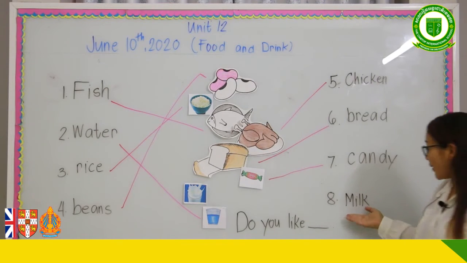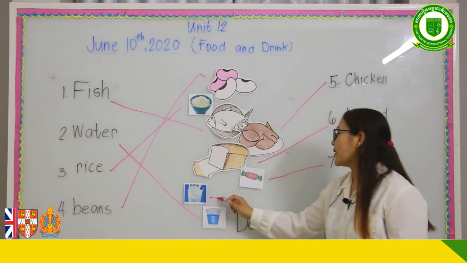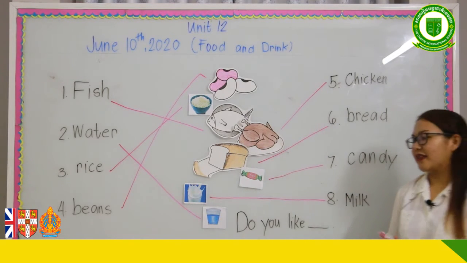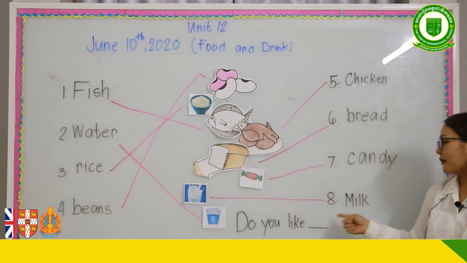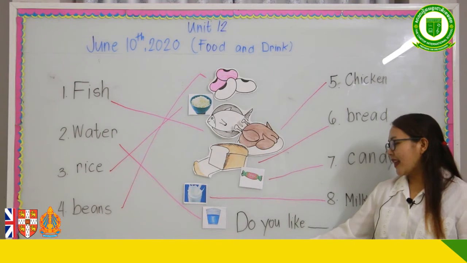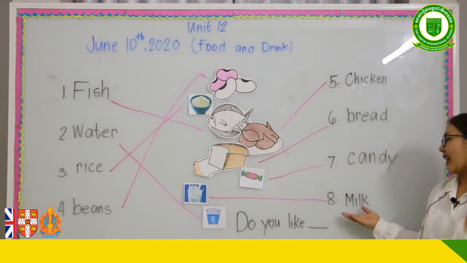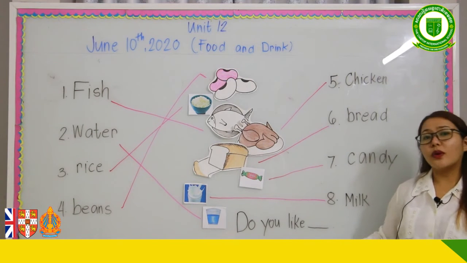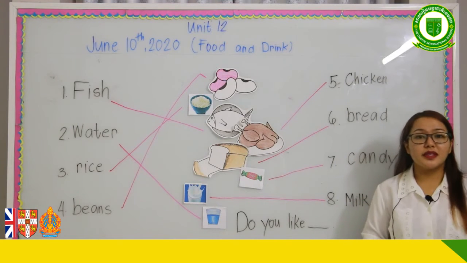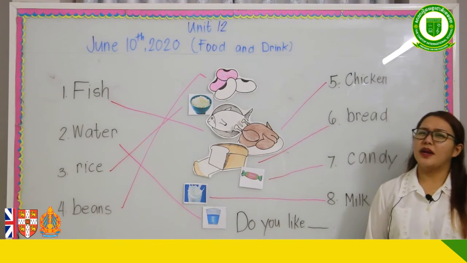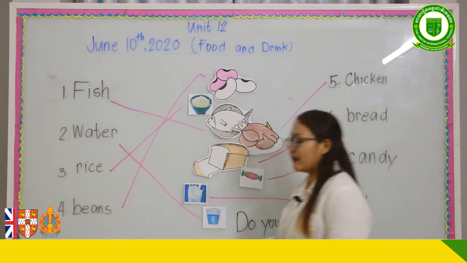Lastly, we have your milk. Oh, I love milk. We only have one picture left, so we're going to draw a line. Okay, so that's your milk. Do you like milk? For me, yes, I do. I really like to drink milk. Again, yes, I do. Or if you don't like it and you prefer to drink juice, you can say, no, I don't.